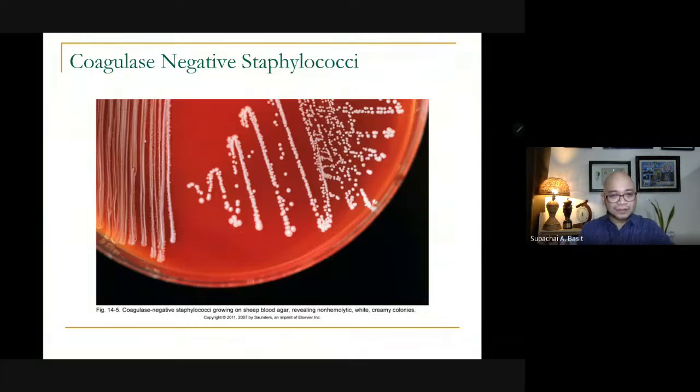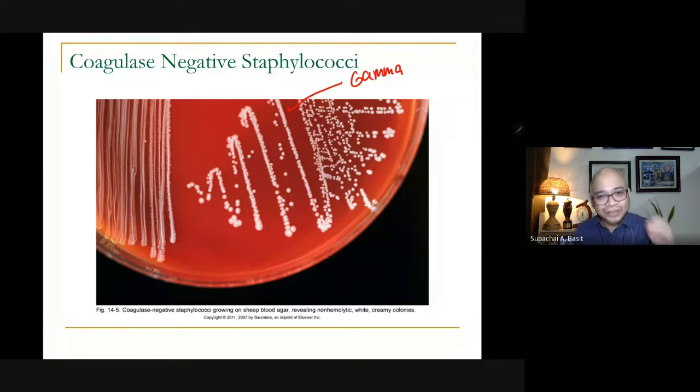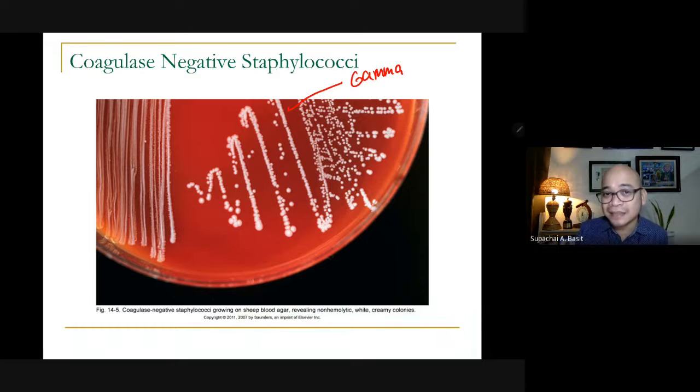Okay, this is another example of a blood agar plate. Here we can see CoNS growing on the surface of the sheep's blood agar. Since the red cells remain intact, we consider them as gamma hemolytic. You can see that the colonies appear white and creamy. If it is buttery looking, most likely we are looking at Staphylococcus aureus. But since we are looking here at white creamy colonies, these are not Staphylococcus aureus.